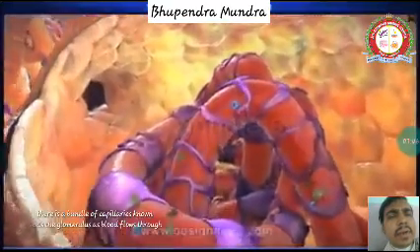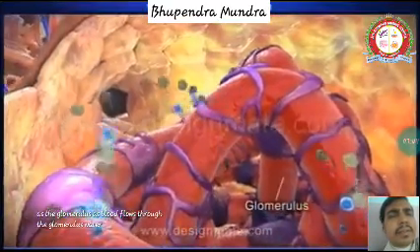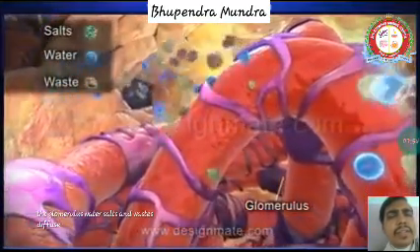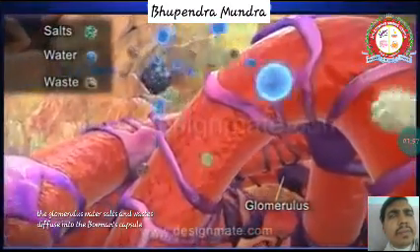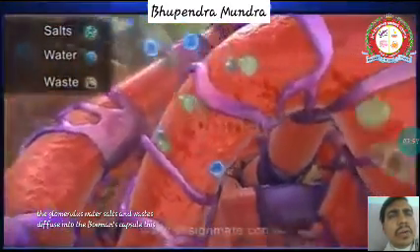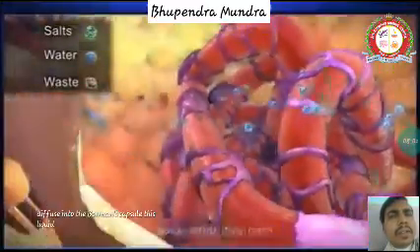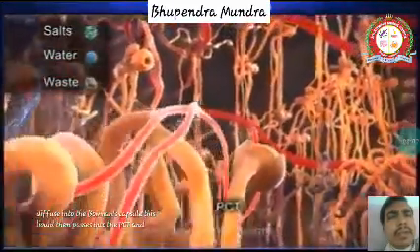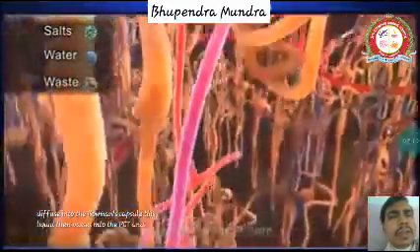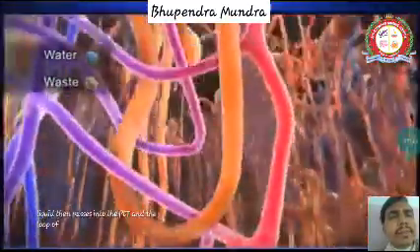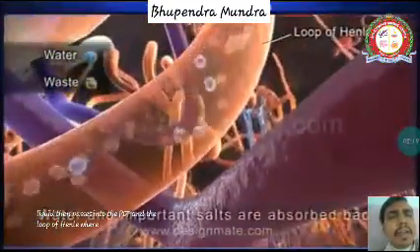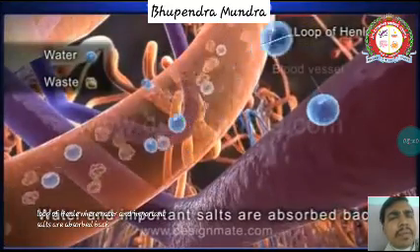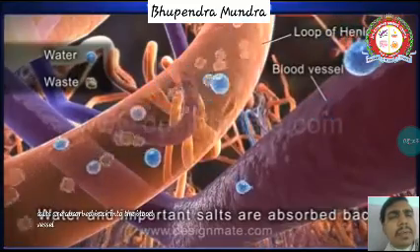As blood flows through the glomerulus, water, salts, and wastes diffuse into the Bowman's capsule. So the greenish part is salts, the bluish part is water, and the brownish, yellowish part is wastes. In the Bowman's capsule, the liquid then passes into the PCT and the loop of Henle, where the water and the important salts are absorbed back into the blood vessels.